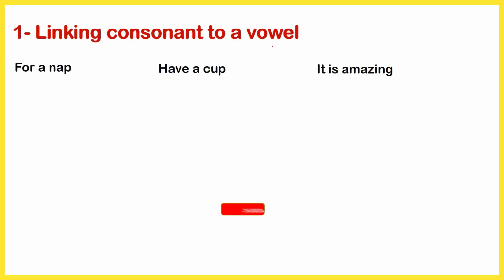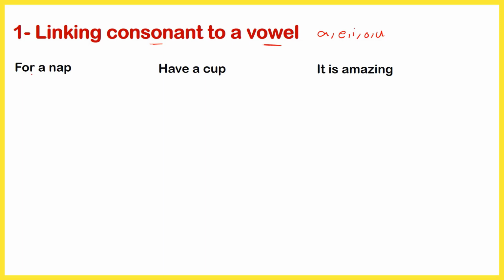Now we will start with linking a consonant to a vowel, but of course you understand that the vowels are A, E, I, O, and U. All the other letters are consonants. So in English, if we have a word that ends with a consonant and is followed by another word that begins with a vowel, we link the consonant to the vowel.